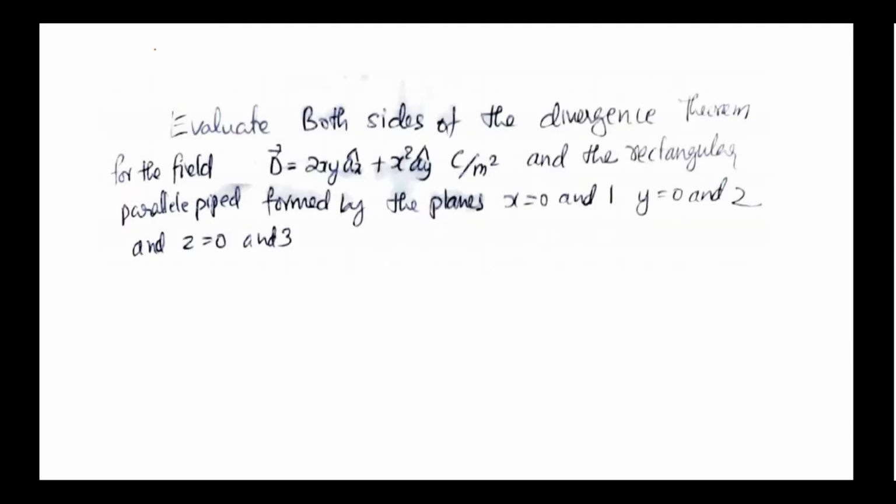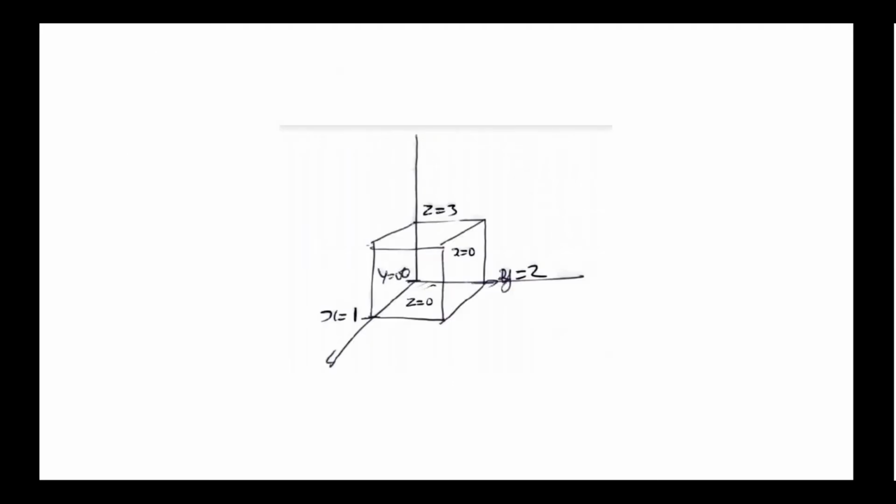Now if you plot the parallelepiped, we can see it like this: x equal to 0 is the back, x equal to 1 is the front plane, y equal to 0 is the left one, and y equal to 2 is the right one, and z equal to 0 is the bottom plane, and z equal to 3 is the upper plane or top plane.